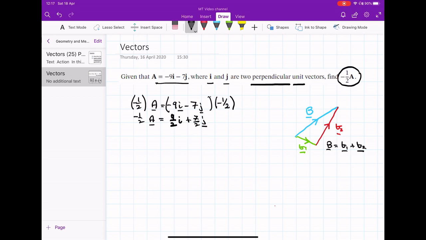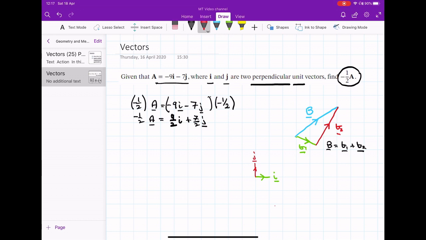We're told that a is minus 9i minus 7j. So let's look at i and j. Let's take i as a starting point. i is 1 unit long, because it's a unit vector. So let's say i is that vector there. And we're told that j is perpendicular to it. So there's j, and it is also 1 unit long because it is a unit vector.